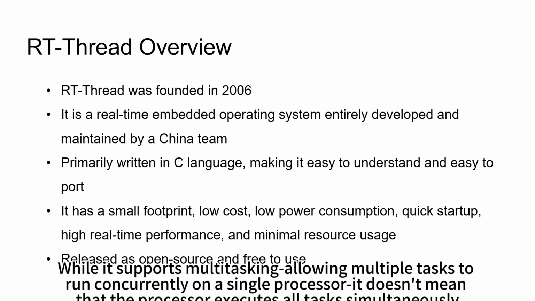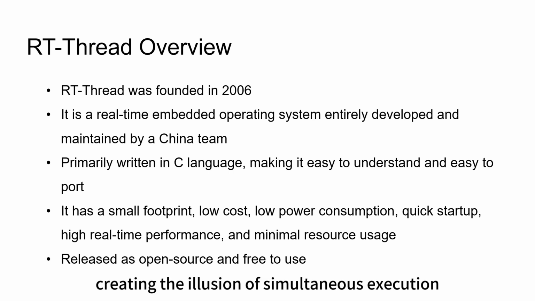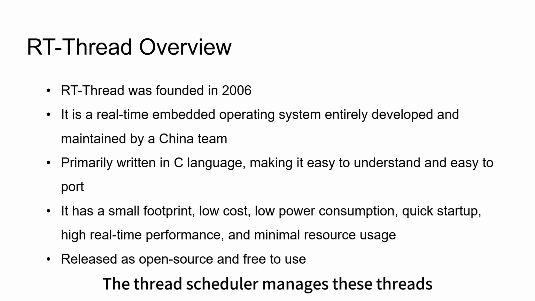While it supports multitasking, allowing multiple tasks to run concurrently on a single processor, it doesn't mean that the processor executes all tasks simultaneously. Instead, the core switches rapidly between tasks using a task scheduler, creating the illusion of simultaneous execution. In RT Thread, tasks are implemented as threads. The thread scheduler manages these threads.